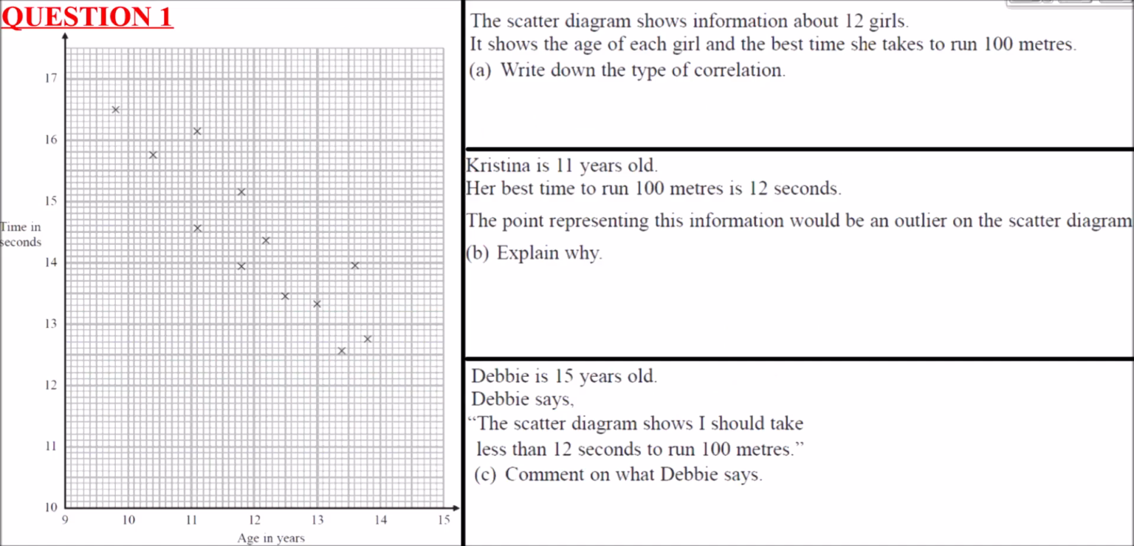Question 1 kicks off fairly gently, as normally. We've got a scatter graph here, which shows information about 12 girls. It shows the age of each girl and the best time she takes to run 100 meters. Write down the type of correlation.